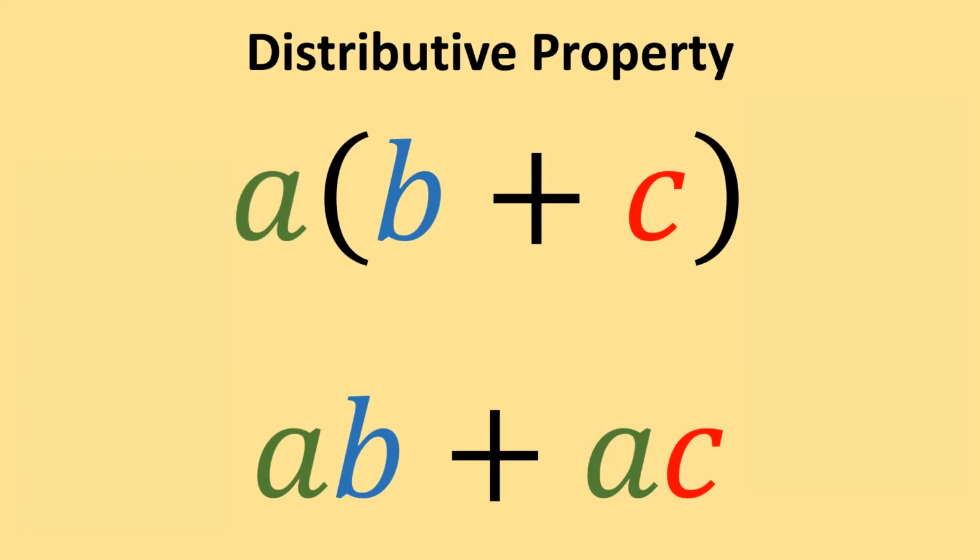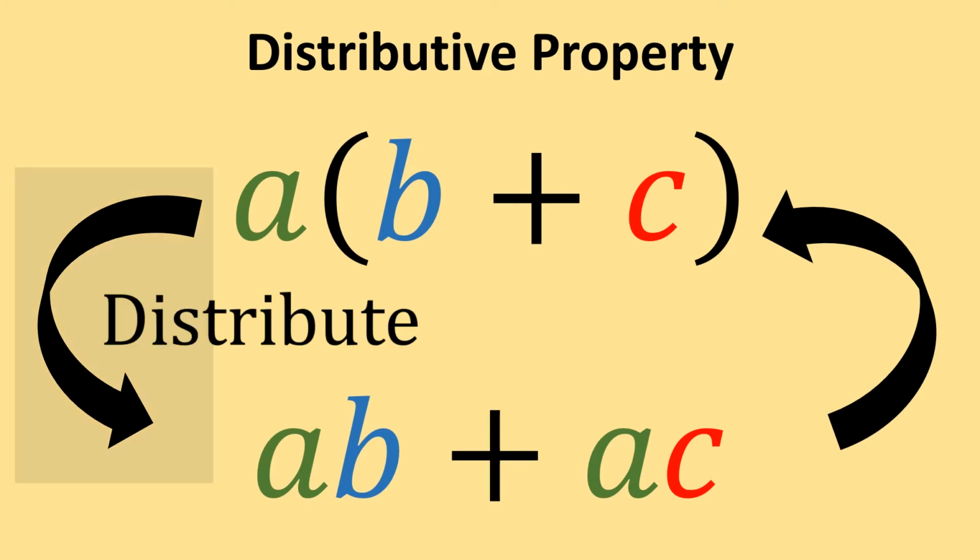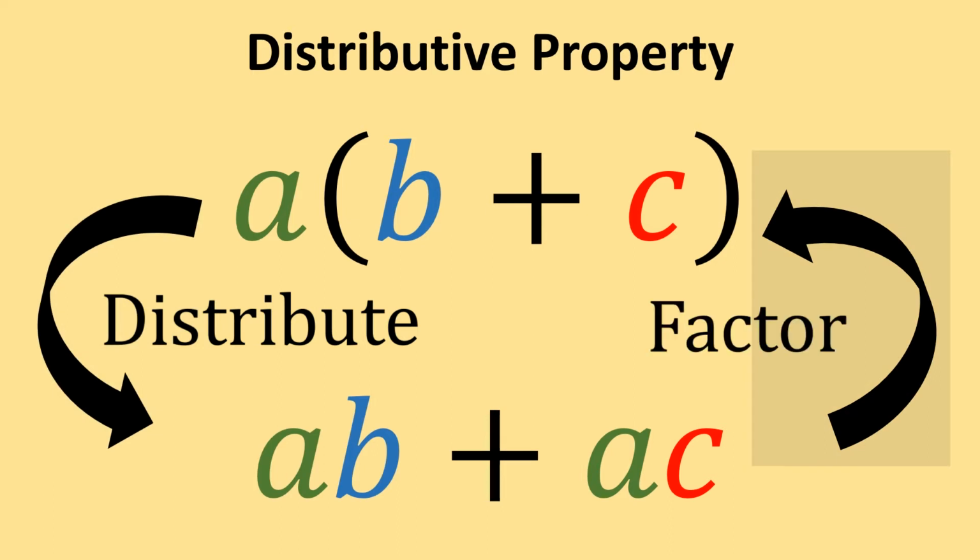And in the classroom, you're going to go in either direction. If we go from the top to the bottom here, we're usually told to distribute. And if we go from the bottom to the top here, that's usually connected to factoring. So let's work through two examples.